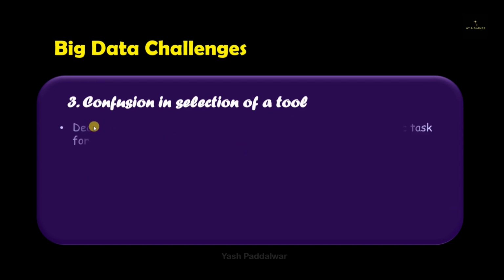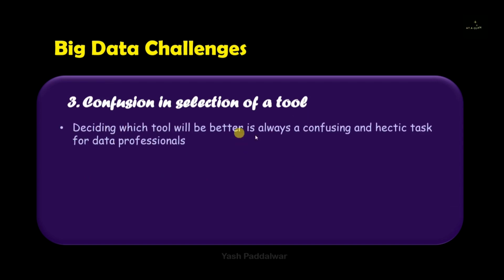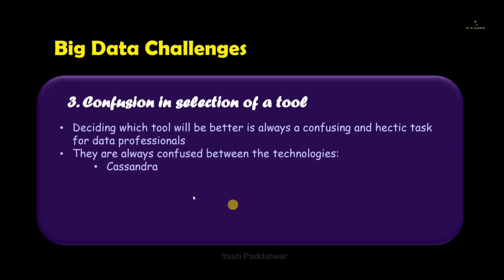The next challenge is confusion in selection of a tool. Because based on the data that is given to the professionals, if proper tool is not selected, then it might create a lot of chaos. Generally, there is confusion between the selection of these tools. So, some of the tools are listed here. For example, Cassandra, HBase, MapReduce, etc.